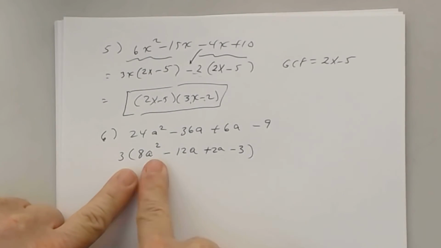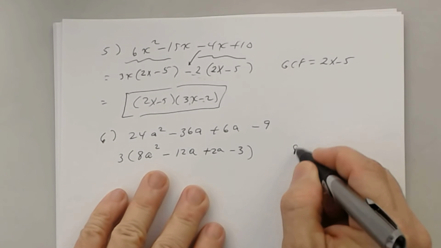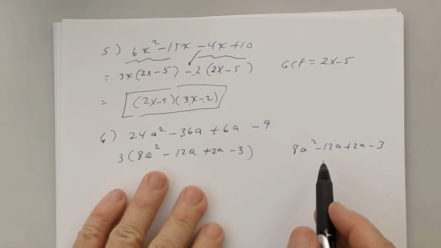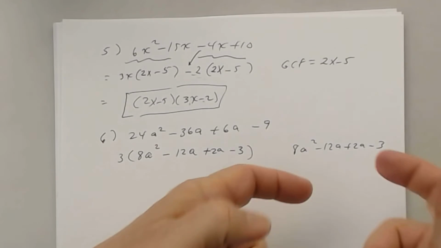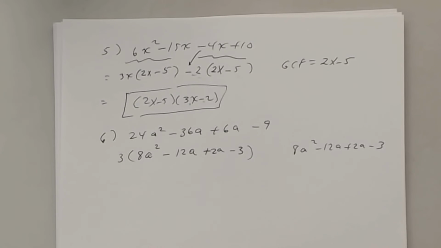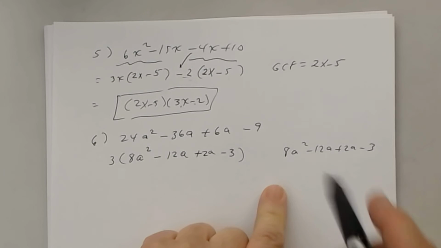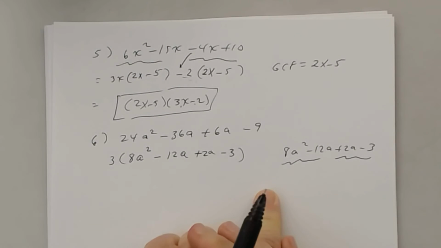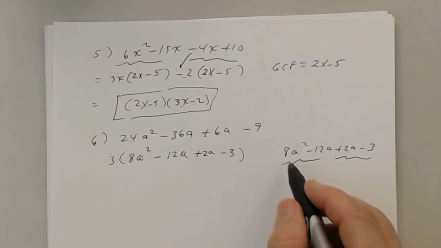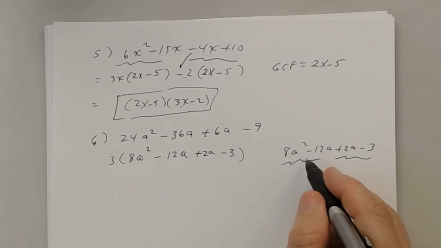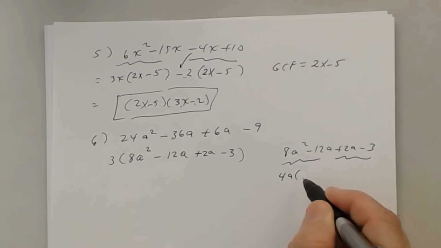So if you look at what's inside the parentheses, I can factor this further. Factor completely means to factor as much as you can. So if you look at this right here, how many terms do you see? 4. So let's try grouping the first 2 and grouping the last 2. From the first group, what's the GCF? It should be 4a. So 4a times what?